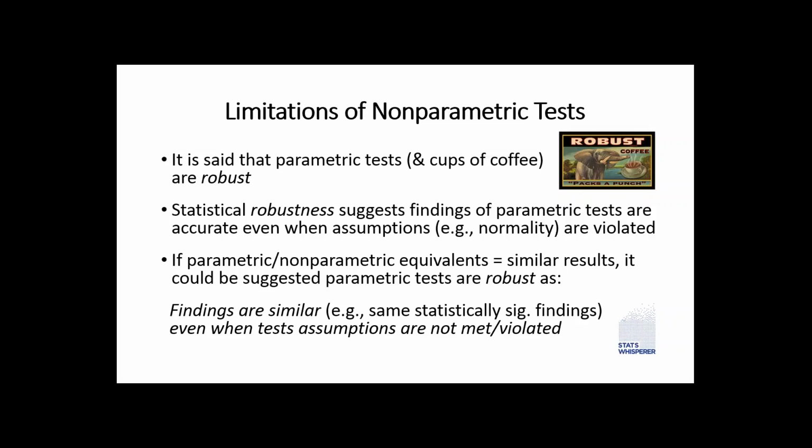So the reason we could say that is our little tagline down at the bottom here. Findings are similar. In terms of statistical significance, the same statistically significant relationships are evident in the parametric and non-parametric versions. So even though the assumption is violated in the parametric version, the non-parametric version, where the assumption doesn't apply, is also producing the same findings. That bolsters our confidence that the parametric test is robust.